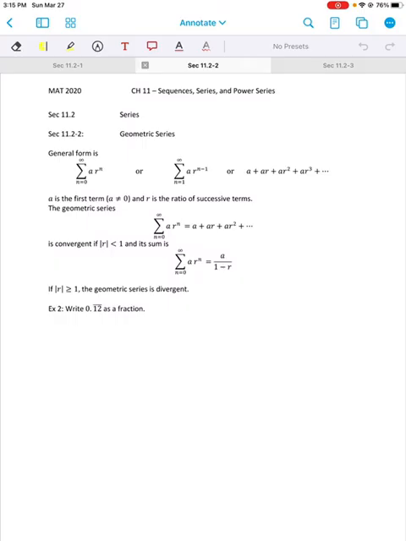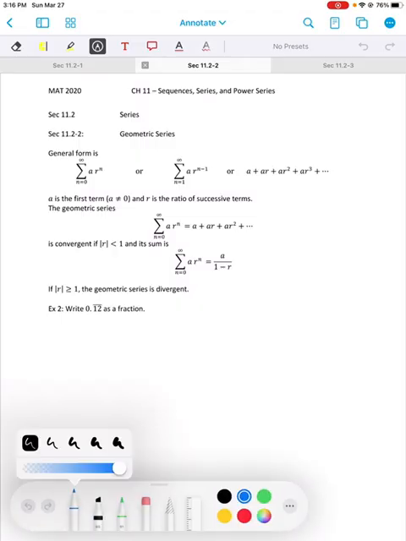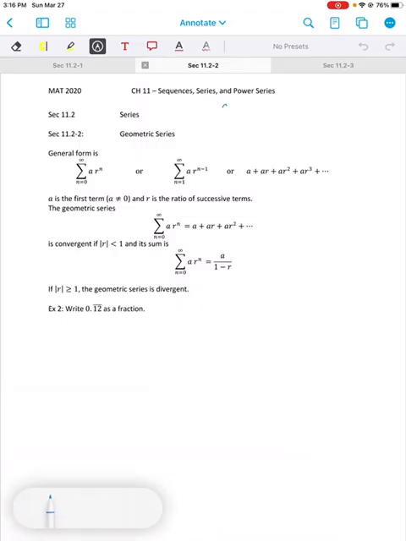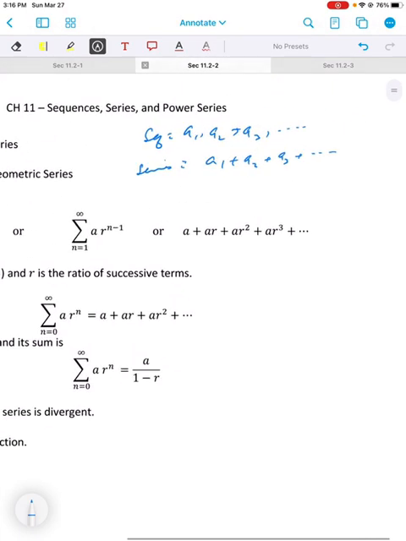Continuing with section 11.2, we started looking at series. Remember, a series is a sum of terms of a sequence, and a sequence is just a list of numbers. So there is a big difference between a series and a sequence. A sequence is something like a1, a2, a3, dot dot dot, and a series will be a1 plus a2 plus a3 plus dot dot dot.